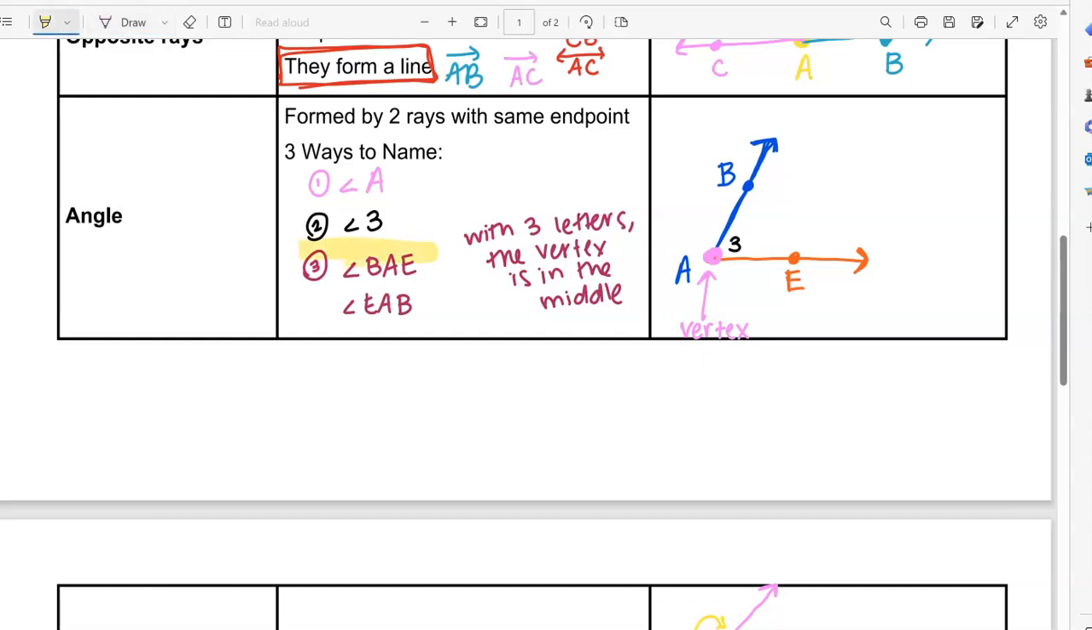This way of naming it is very important. It is how we will see the majority of the angles named in this class. So we want to make sure we can name an angle with 3 letters consistently and be able to pick out the angle when it's been named with 3 letters.